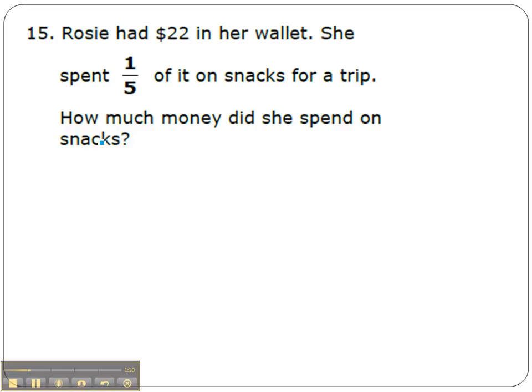Okay, number 15. Rosie had $22 in her wallet. She spent 1/5 of it on snacks for a trip. How much money did she spend on snacks? So the trick here is figuring out the operation, and the operation is multiplication, because the key here is it says she spent 1/5 of it, 1/5 of the money she had. 1/5 of 22 is the same as 1/5 times 22.